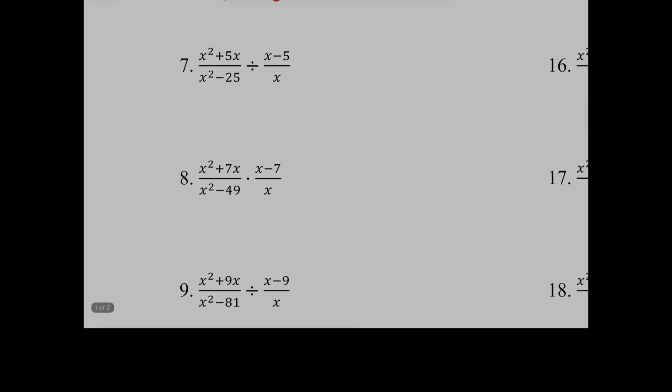Let's go to number 7 now. Here we go. Now, this one factors differently. There's something the same I can pull out. I can pull out an x, and I'm going to be left with an x plus 5. Down here, I'm going to have an x plus 5, and I'm going to have an x minus 5. Okay, now, multiply and flip.